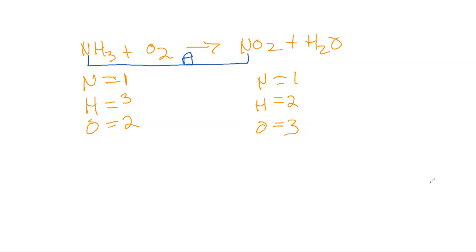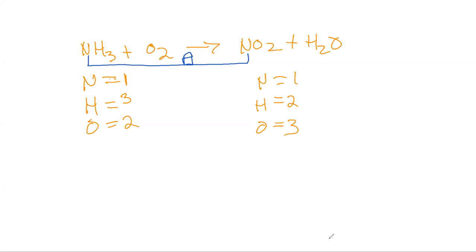That means that those coefficients can't change ratios. So if I add a 2 in front of my NH3 for some reason later on, then I also need to add a 2 in front of my NO2, because their ratios are already balanced to begin with.